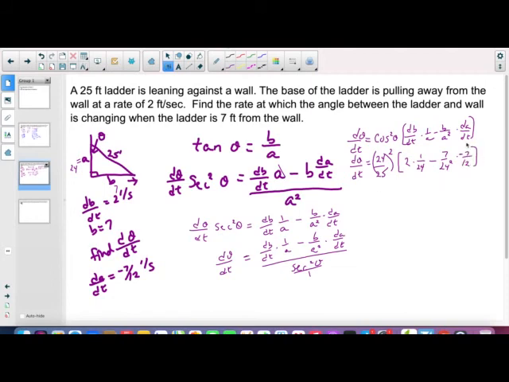I'm going to take all of this and put it in my calculator. And when I do that, I get d theta over dt equals 1/12, and that is going to be radians per second. So the angle between the ladder and the wall is changing at a rate of 1/12 radians per second.